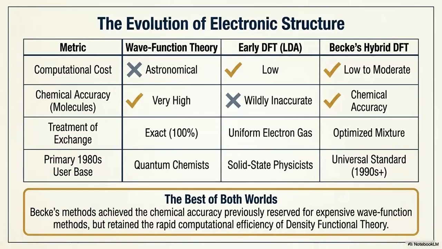By introducing an optimized mixture for the treatment of exchange, Becke achieved the ultimate prize: chemical accuracy without computational bankruptcy. His hybrid approach bridged the gap between quantum chemists and solid-state physicists, transforming a niche tool into the universal standard of the 1990s and beyond. It remains the definitive best of both worlds, marrying high-level precision with the rapid efficiency required for modern discovery.